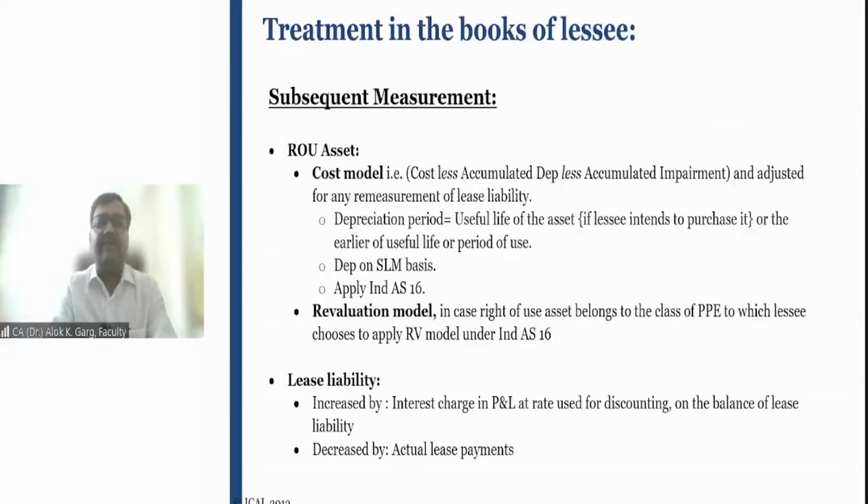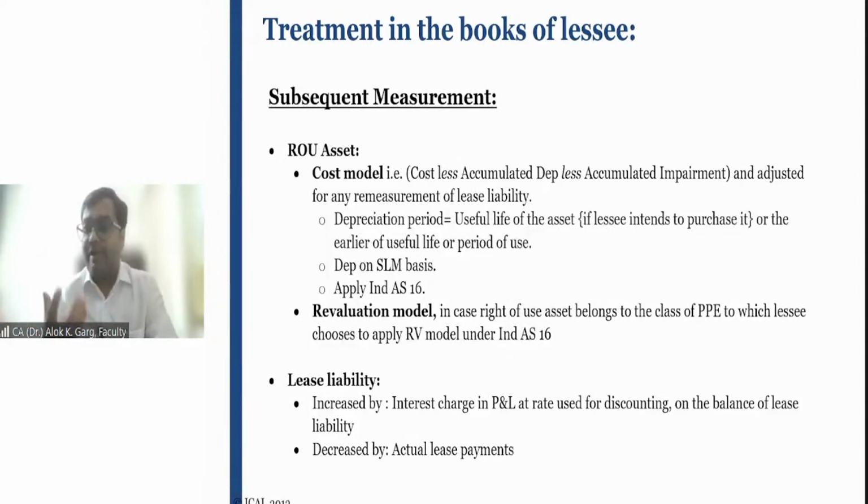Then friends, we have discussed the subsequent measurement, that this right of use asset has to be depreciated over the lease term on a straight line basis. Subsequently, the lessee has to either apply a cost model or a revaluation model. The lessee has to charge impairment if the recoverable value of the right of use asset becomes lower than the carrying value of the right of use asset.